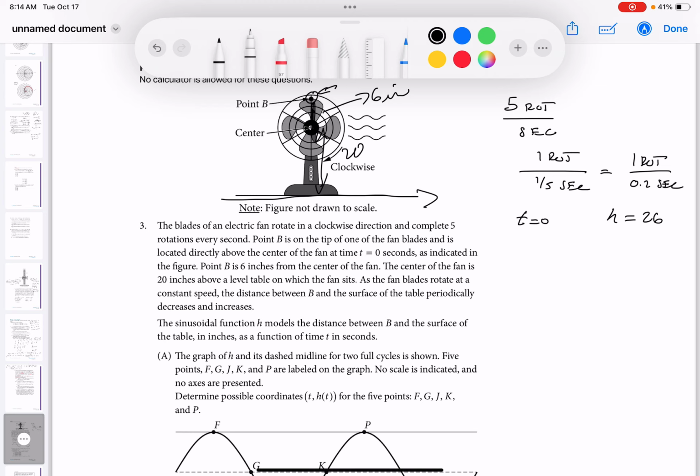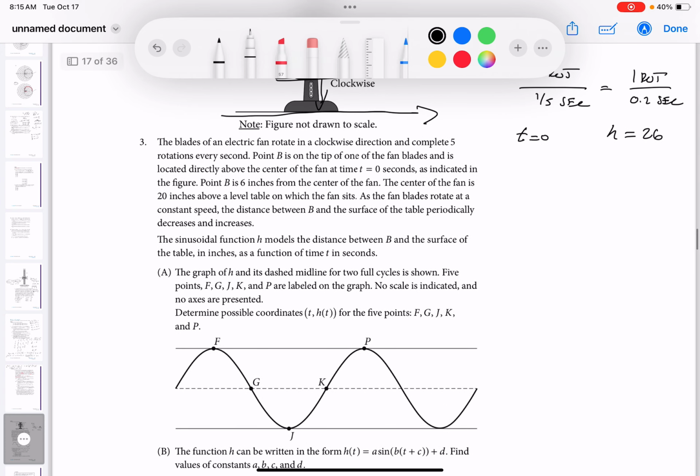It says the center of the fan is 20 inches above the table, as the blade rotates at constant speed. I'm glad to hear that. The distance between B and the surface of the table periodically decreases and increases. Right, that makes sense. So as that thing goes around and around, it's going to go back and forth. And what's the most it could be? Well, 26 inches above the table. What's the least it could be is 20 inches above the table. That's the tip of the fan, by the way.